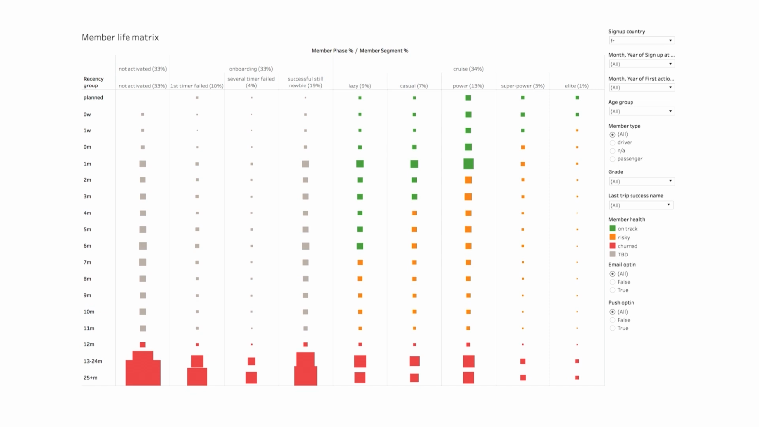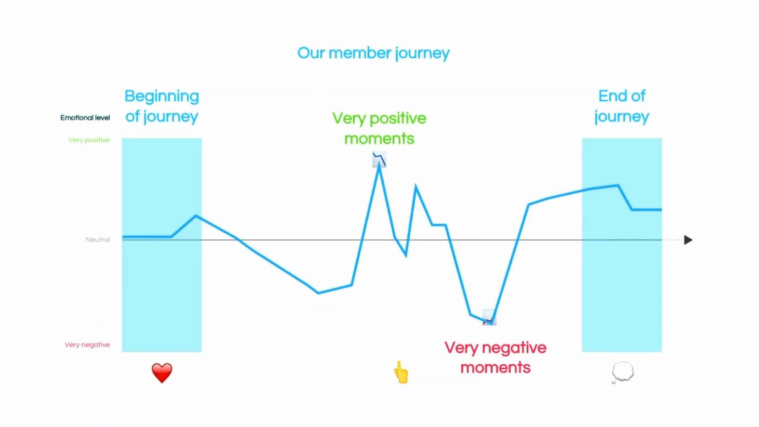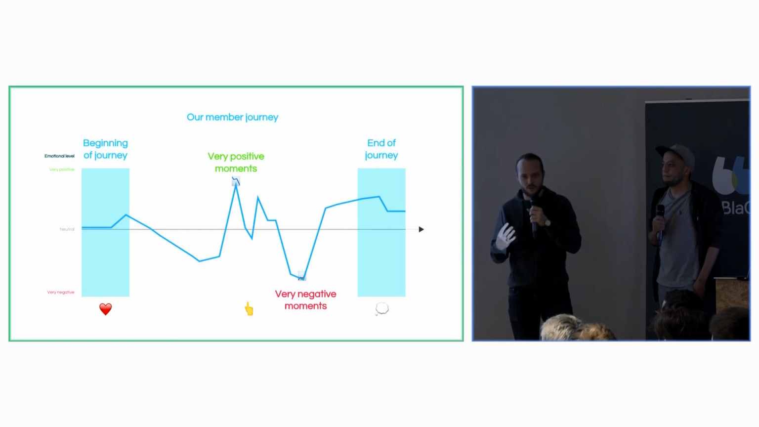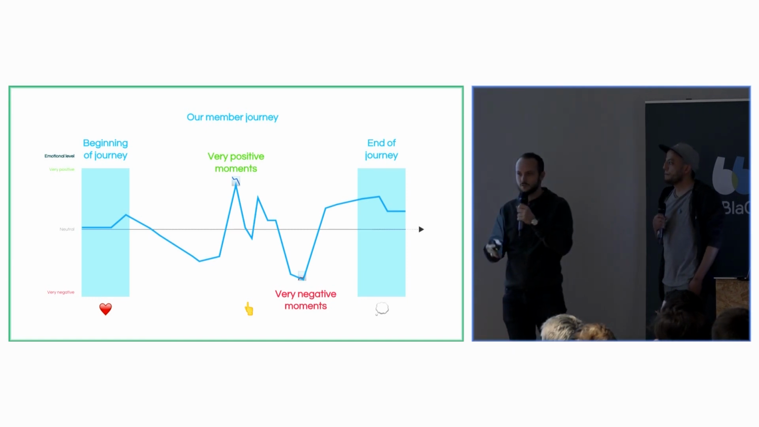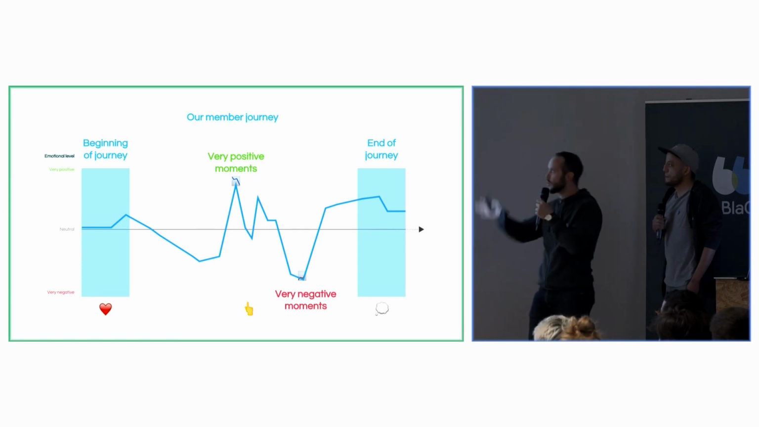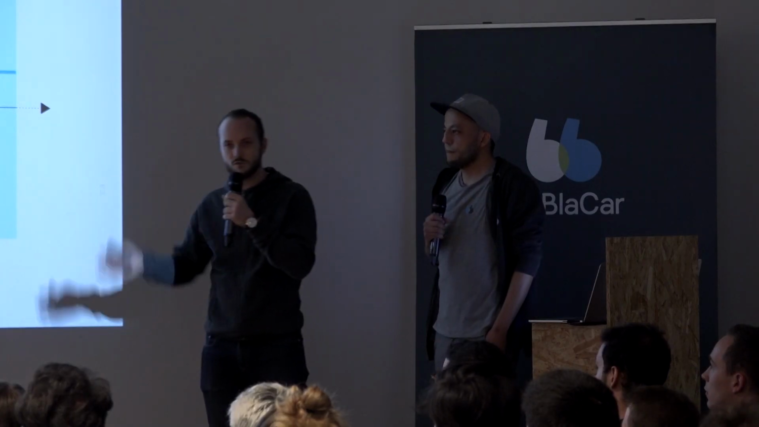So we started working with marketing metrics like this one to really understand the different types of users that we have. And we also started working on the emotion part of our system, trying to really understand when and why we should work with emotion with our users. We had ideas like we know that we have to emphasize the beginning of the journey, or the end, or very positive or very negative moments.